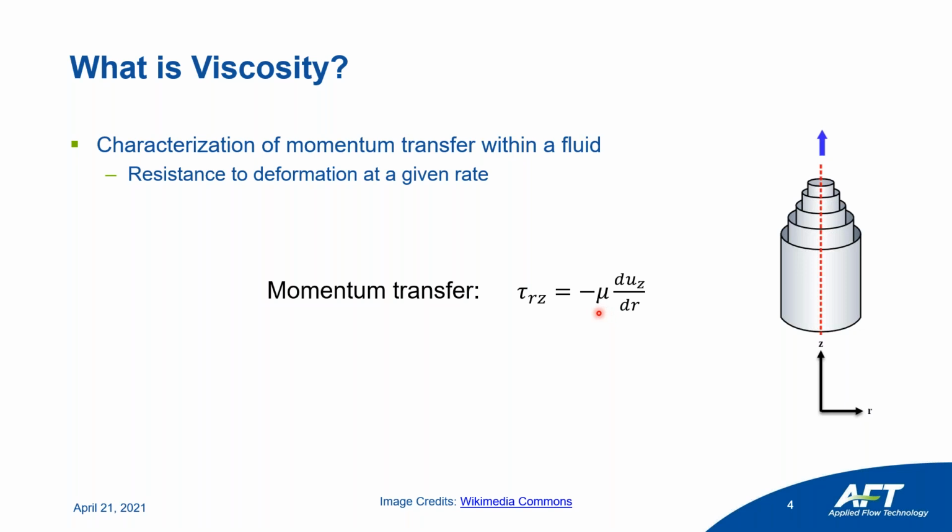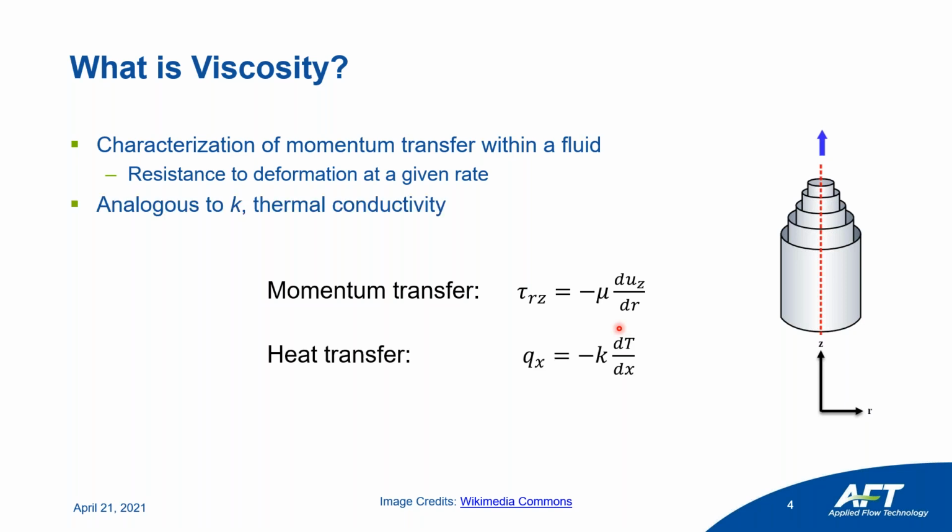And so basically, we're just saying that this viscosity is the resistance to this deformation, this gradient or shear rate. And now momentum transfer, on its own, might be something that most people are pretty unfamiliar with, at least the math behind it. Fortunately, we can make a good analog to k, our thermal conductivity.